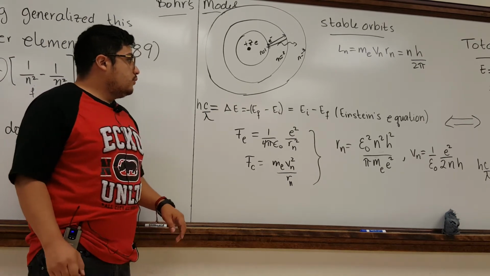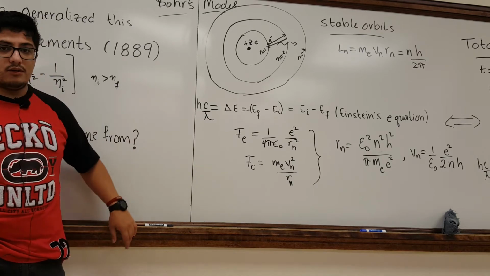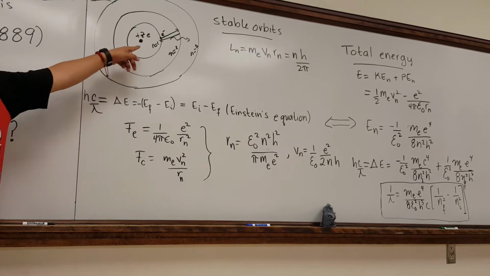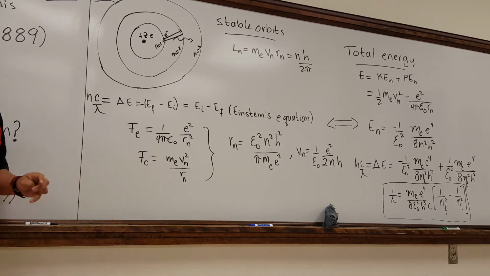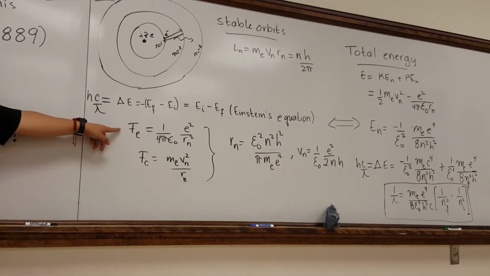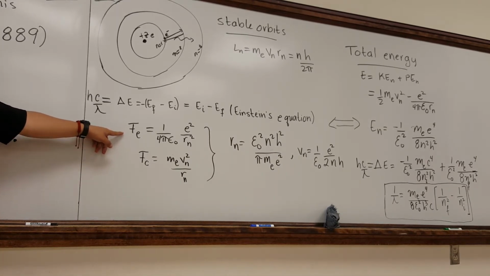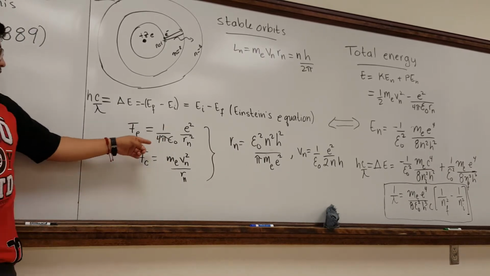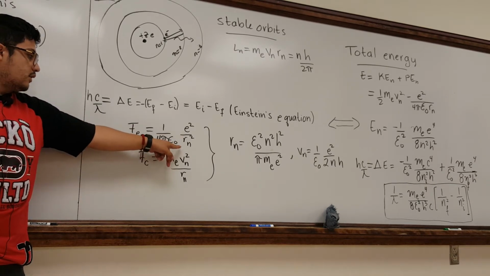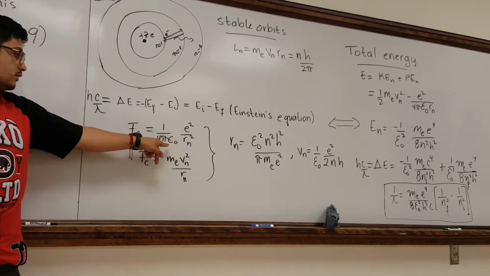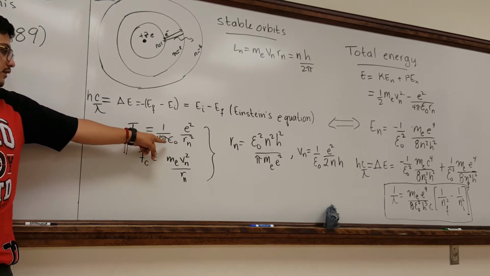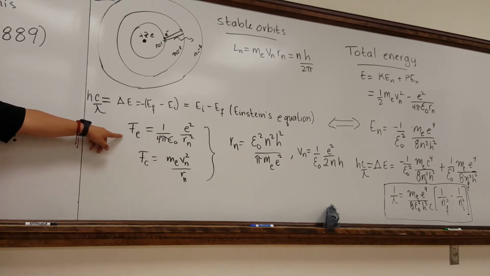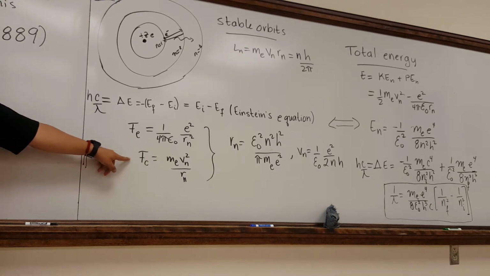So we use Einstein's equation that we might recall from the photoelectric effect, and we keep in mind that this electron, as it orbits the nucleus, is under the presence of an electrostatic force. You might remember from your electromagnetism class that the electrostatic force is the charge squared divided by the radius, the distance between the two charges, times the proportionality constant 1 over 4 pi epsilon 0.